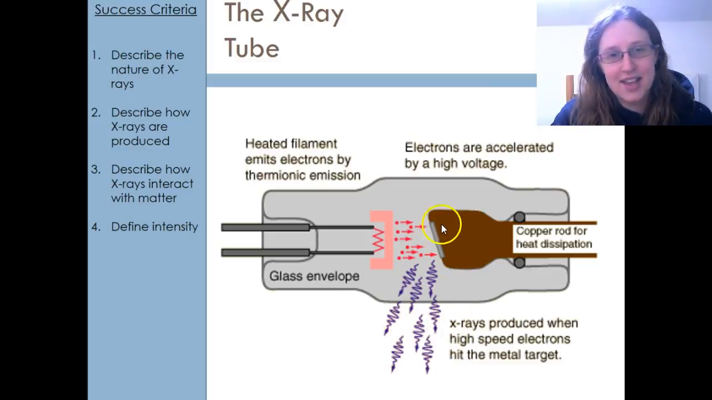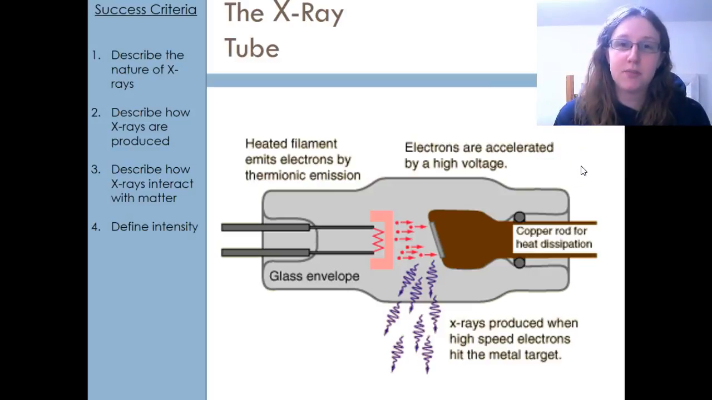Now the metal target is embedded in a large piece of copper, and that piece of copper will often be able to rotate as well, and that is in order to disperse the heat because it's going to get very, very hot. But obviously I don't want my metal melting. That would be expensive, unpleasant and dangerous. So we take a lot of measures to make sure that we can deal with the amount of heat that we're producing here.